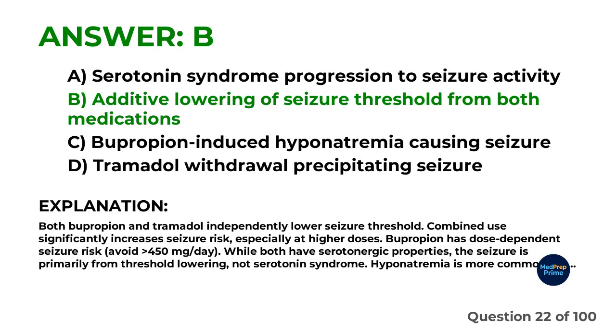Correct answer, B. Both bupropion and tramadol independently lower seizure threshold. Combined use significantly increases seizure risk, especially at higher doses. Bupropion has dose-dependent seizure risk. Avoid greater than 450 mg per day. While both have serotonergic properties, the seizure is primarily from threshold lowering, not serotonin syndrome. Hyponatremia is more common with SSRIs. The patient is taking, not withdrawing from, tramadol.